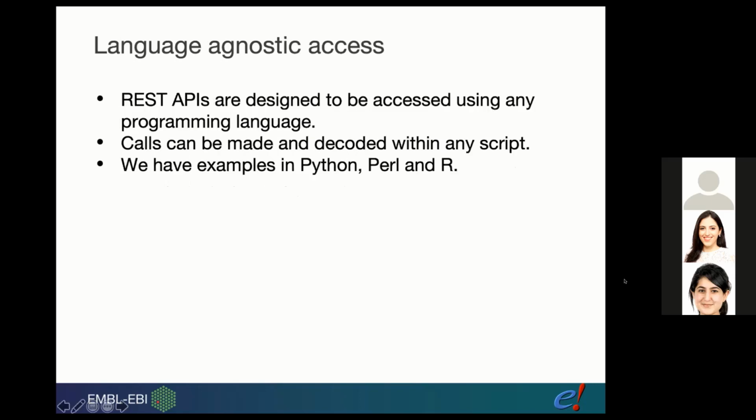So as Aleena mentioned, REST APIs are designed to be accessed using any programming language. That means that the REST API is language agnostic, so it's independent of any specific programming language, and calls can be made and decoded within any script. We have examples in Python, Perl, R, but also Ruby and some others. But if there is any specific programming language that you're interested in and we don't have those examples online, please let us know and we might consider providing more examples.